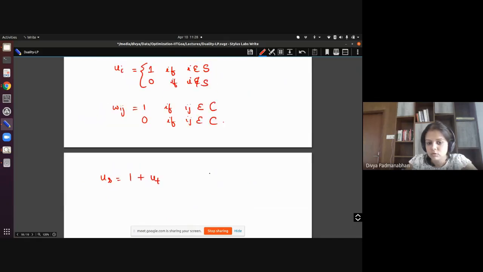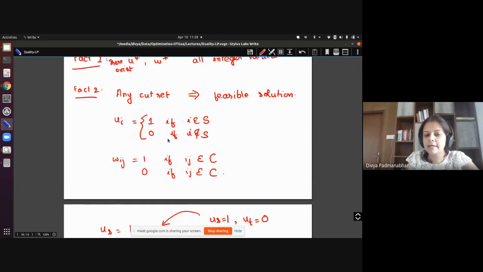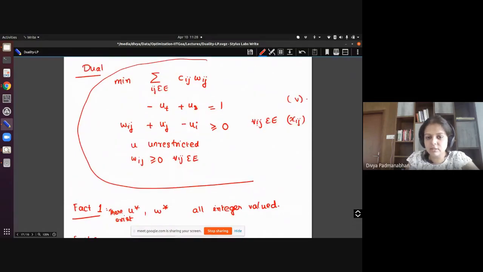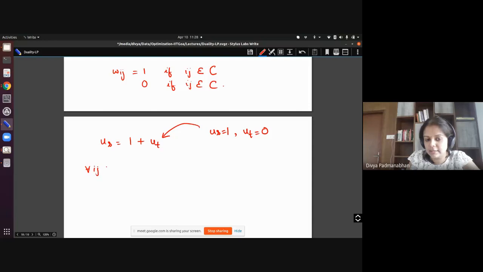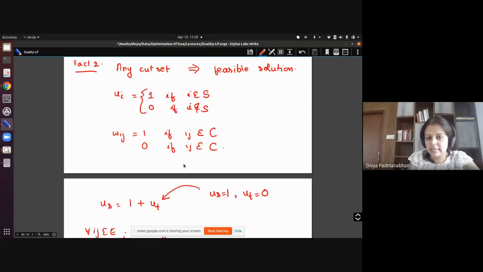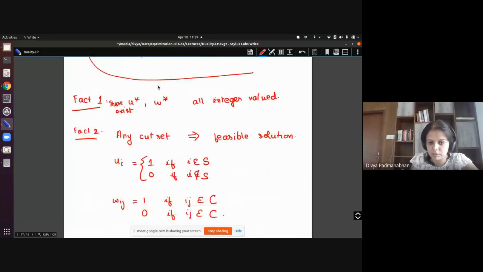So what it means is Us is 1 and Ut is 0. Okay, so that satisfies these constraints. Now if you take this constraint, Wij, let's just write it again. For every edge ij in E, what you're going to have is Wij is greater than or equal to ui minus uj. And you also have Wij greater than or equal to 0.